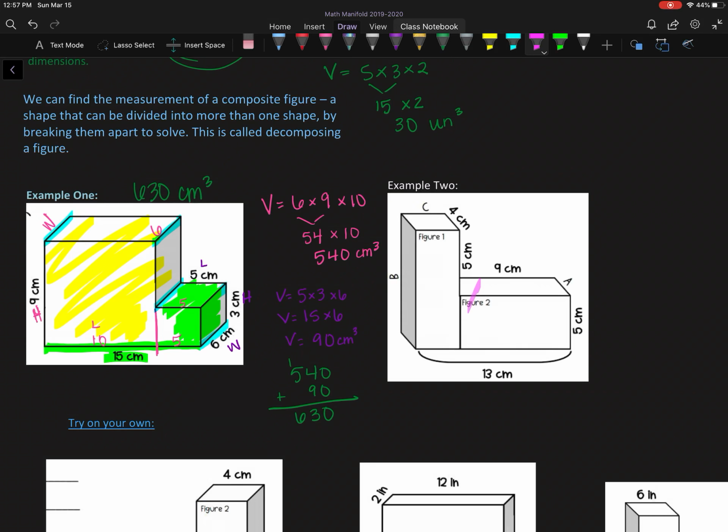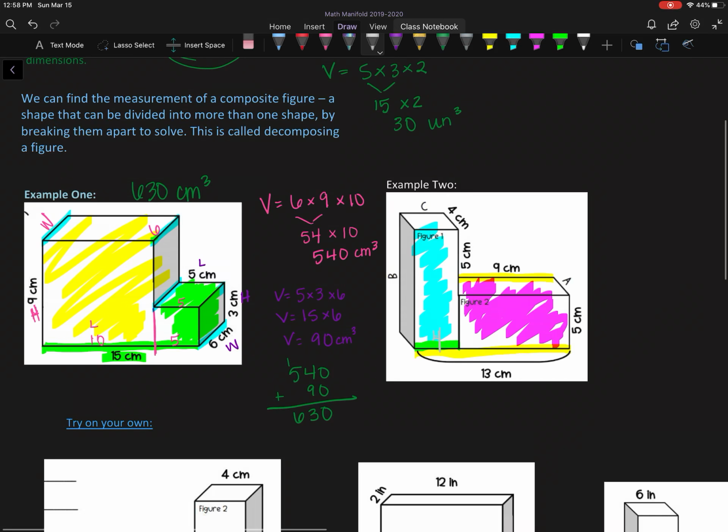So with this example here, we have figure 2, and we've got figure 1. So I'm going to look through the pieces that I do know. I know from here to here is 13, and then from here to here is 9. So I want to figure out what this little piece is, which would be 13 minus 9, which is 4. And so because this one is parallel to here, that is 4. So my C equals 4.